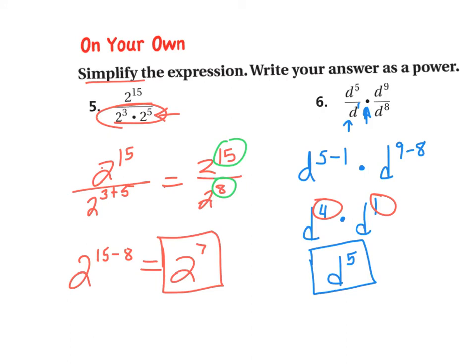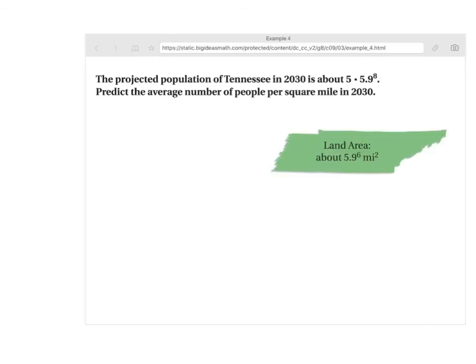Yay. All right, I think we have one more example. For this example, you're doing a word problem. This is example 4. Write this in your journals.